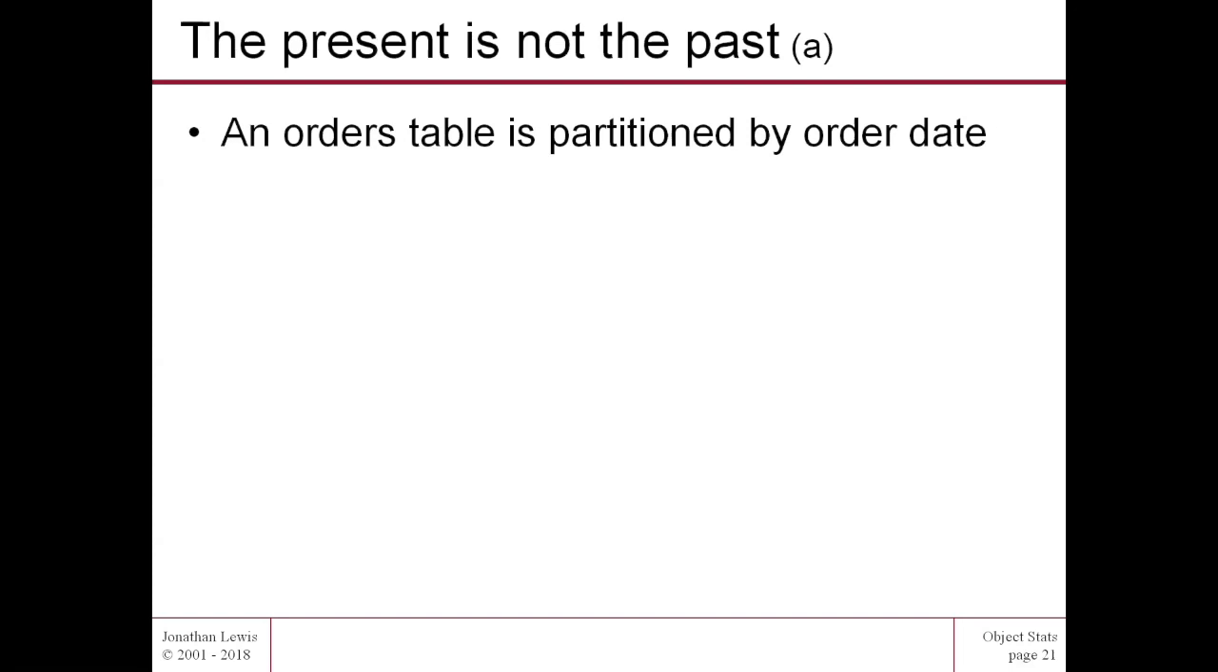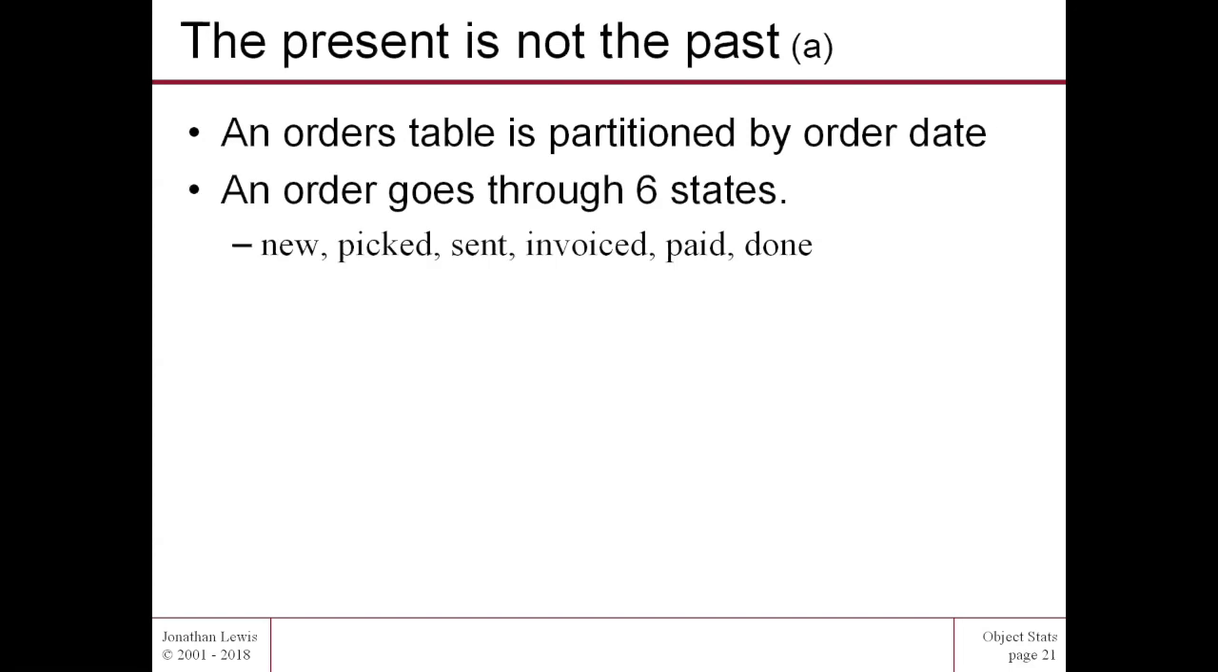So imagine I've got an orders table here, which has been partitioned by order date. And an order goes through a handful, just a few different states. It'll be new, it'll have gone to the warehouse for picking, it'll have been dispatched by the warehouse, someone will have sent an invoice, someone will chase up that the invoice has been paid, and then the order can simply be put to bed, everything's complete, everything's done. So for my orders table, I've got a column which is a status column, which goes through 6 different states.